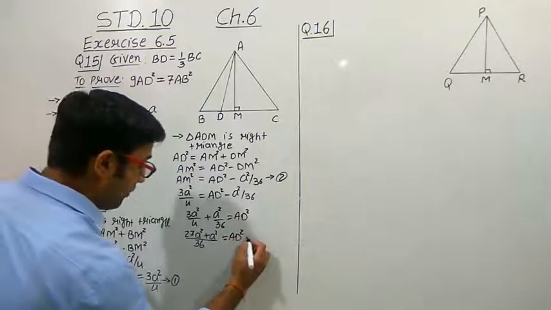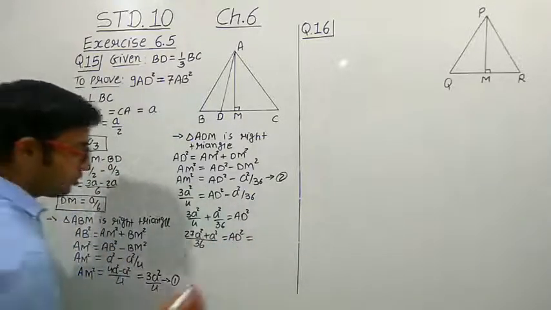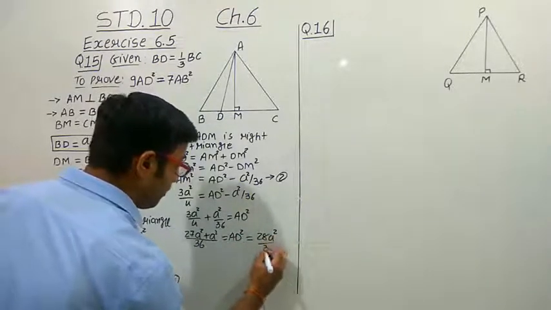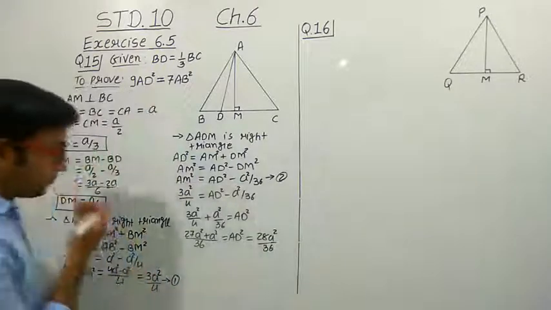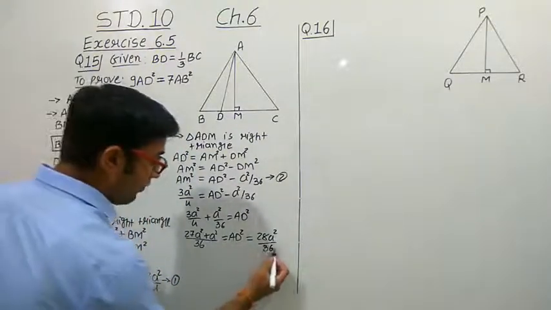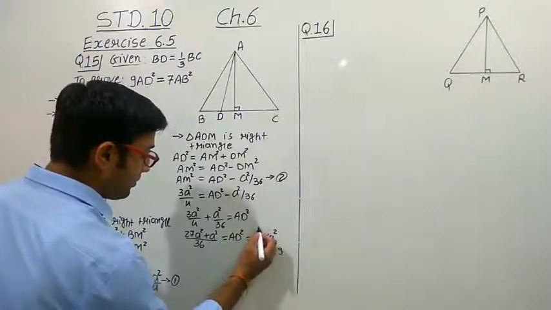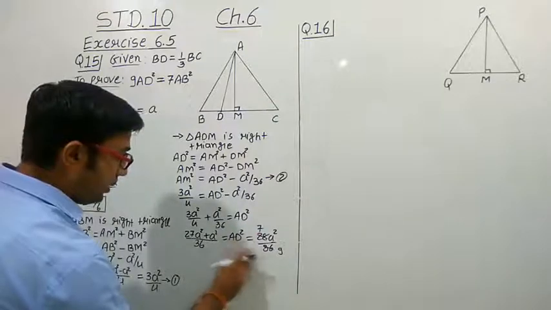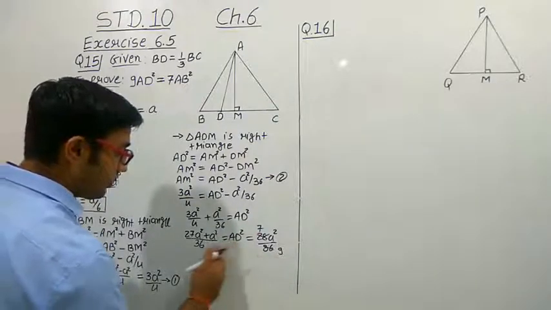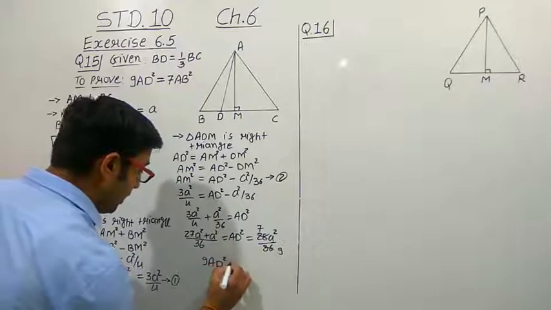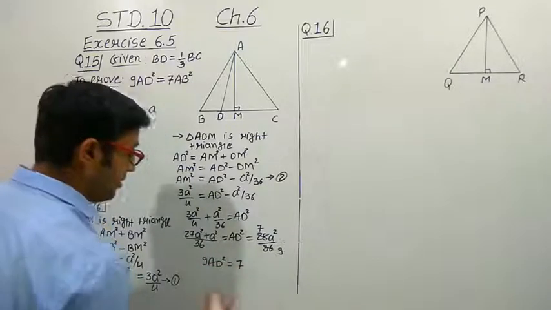Right? Now here we can write 27 plus 1, that is 28. 28 A square upon 36. We can cancel it with the common factor 4. 9 4s are 36 and 7 4s are 28. So let us multiply this 9 with the AD square. So here we are getting 9 AD square is equal to 7 A square.